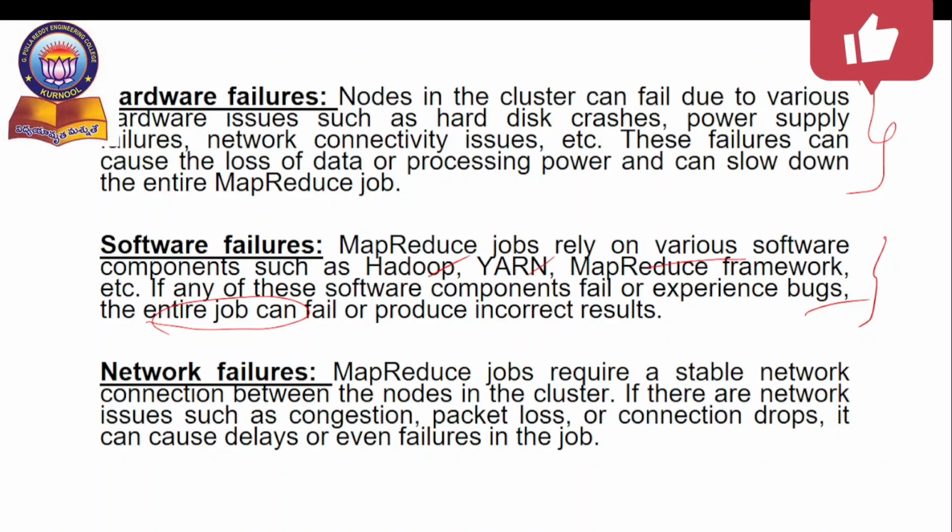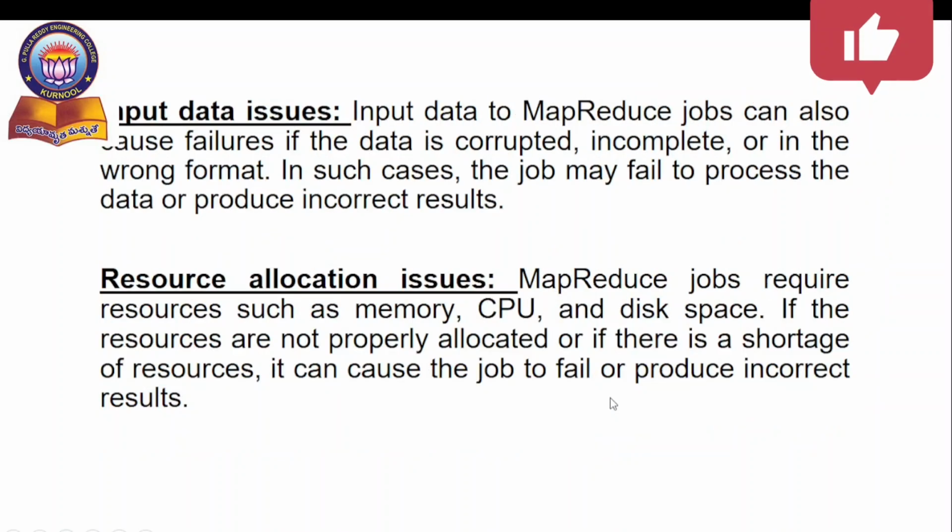And the next one is network failure. MapReduce jobs require a stable network connection between the nodes in the cluster. In the MapReduce phase, the data will be transferred from one node to another node in the cluster based on the data that has been stored in the system. In this scenario, if any network issues occur, such as congestion, packet loss or connection drops, it can cause a delay of data transfer between the nodes in the cluster, and sometimes it may even cause failure of the job in the system. So this is one kind of failure called network failure.